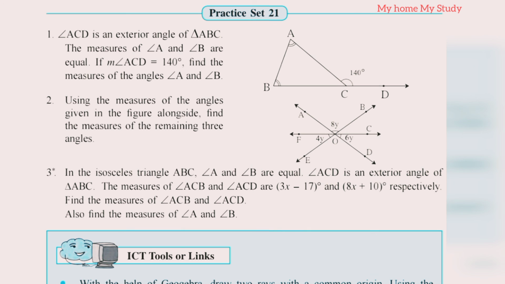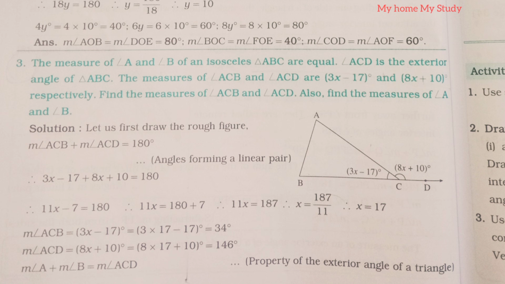Question number third, in the isosceles triangle ABC, angle A and angle B are equal. Angle ACD is an exterior angle of triangle ABC. The measure of angle ACB and ACD are 3x minus 17 degree and 8x plus 10 degree respectively. Find the measure of angle ACB and ACD.